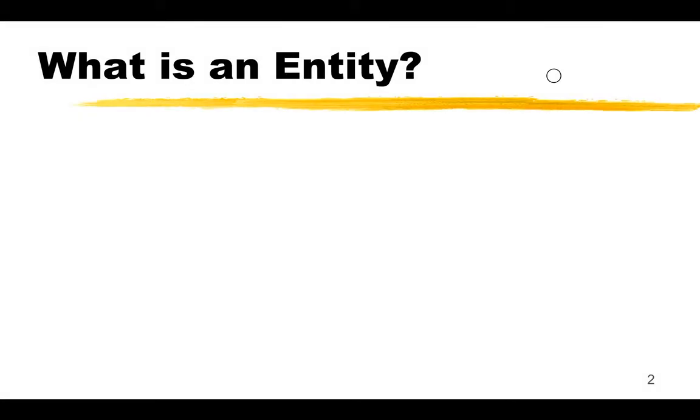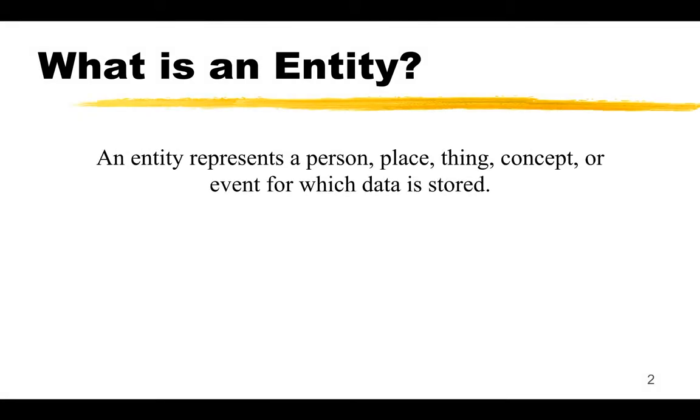So what is an entity? Well, basically, an entity represents a person, place, thing, concept, event, or idea for which data is stored. Mainly, if you have something that you know about that you can store data about, it can be an entity. As an example, you have employees at a company. Those employees work in departments. So therefore, you probably can have an entity called employee and another one called department within a database.